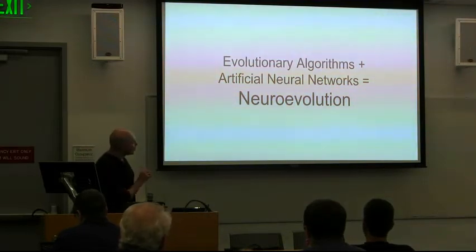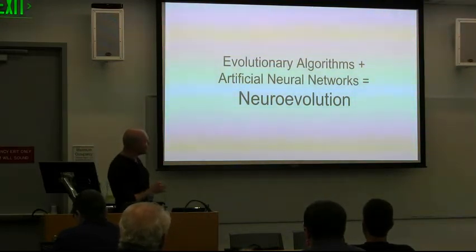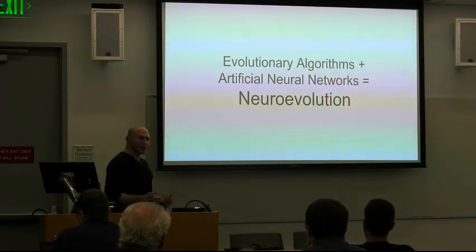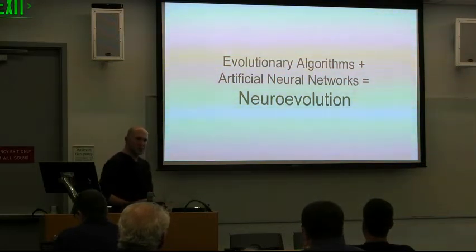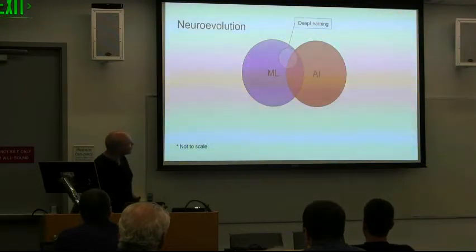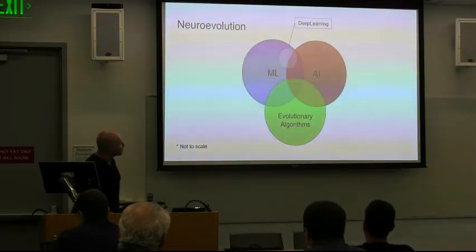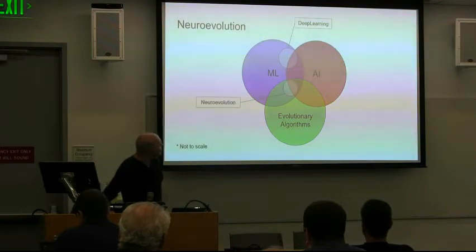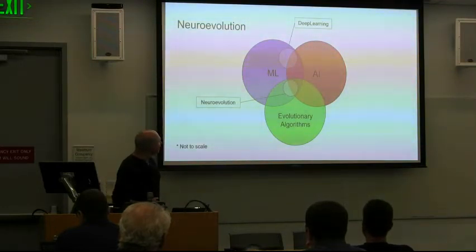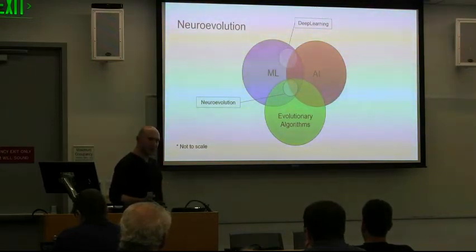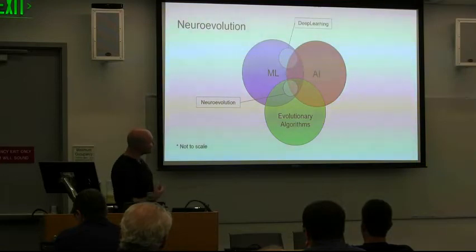Now, this is the point where we can introduce neuroevolution. Neuroevolution is simply the idea of using evolutionary algorithms to train neural networks. So if you go back to the previous picture and we add evolutionary algorithms here, neuroevolution is kind of there. It's similar to deep learning in the sense that it also deals with training artificial neural networks, but it trains them through evolutionary algorithms instead of using back propagation.